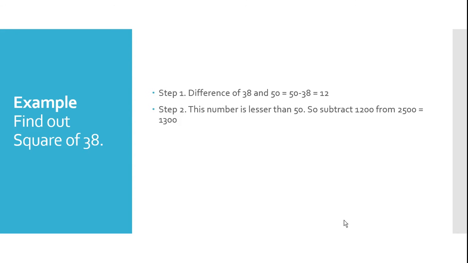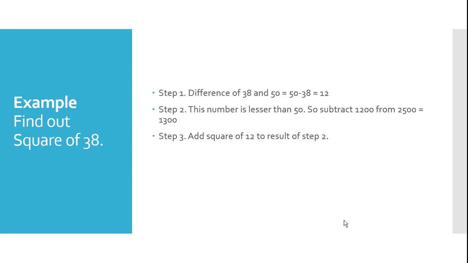I'm sure you know why subtract and why not add, because the number is lesser than 50. See, you have to keep in mind two very important numbers, the 50, which is the base, and the square of 50, because the calculation is done with square of 50, which is 2500. So 2500 minus 1200 is equal to 1300.